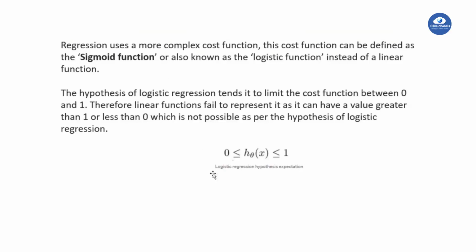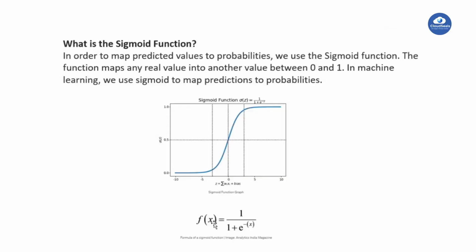The sigmoid function is nothing but probability, and probability always lies between 0 and 1. The equation is f of x equals 1 by 1 plus e power minus x, where x is the linear regression model. A linear regression model directly won't be useful to classify, so we need to change the linear regression to the sigmoid function. That's why we use this function.